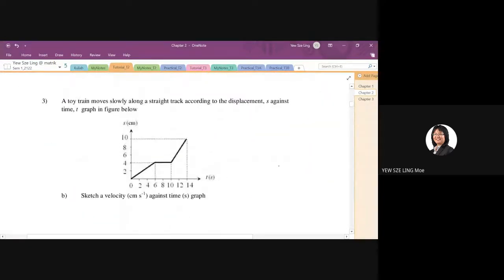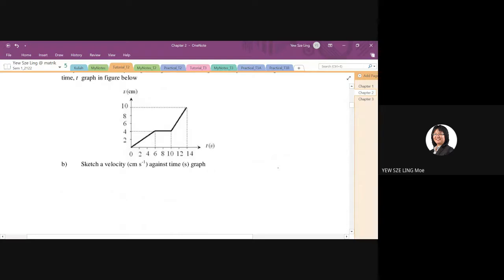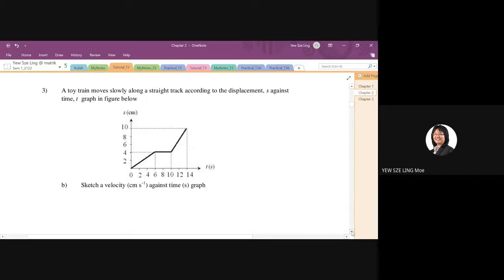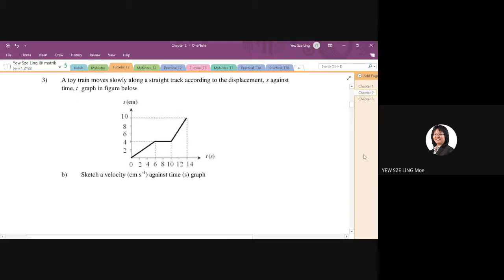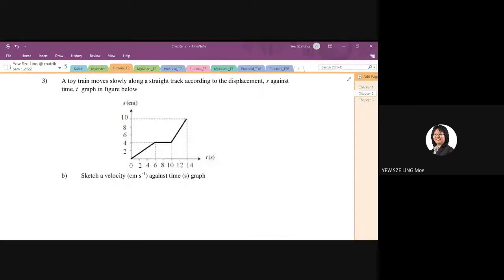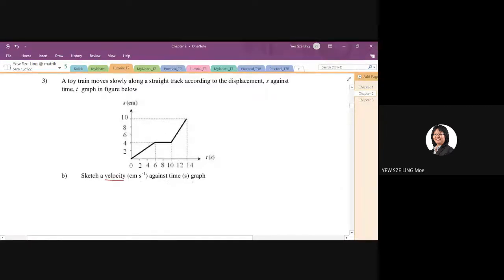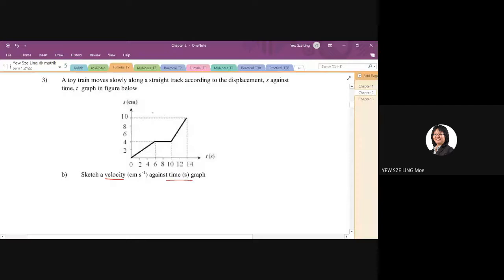Okay, next. A toy train moved slowly along a straight track according to a displacement against time graph in the figure below. So this is a typical exam question where it asks you to transform the graph from an s-t graph to a v-t graph. So it asks you to change it. How do you convert it from an s-t graph to a v-t graph?